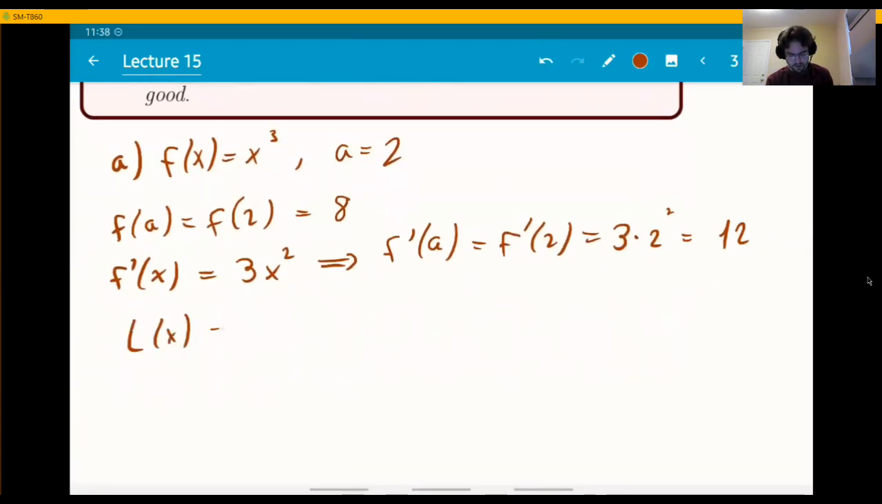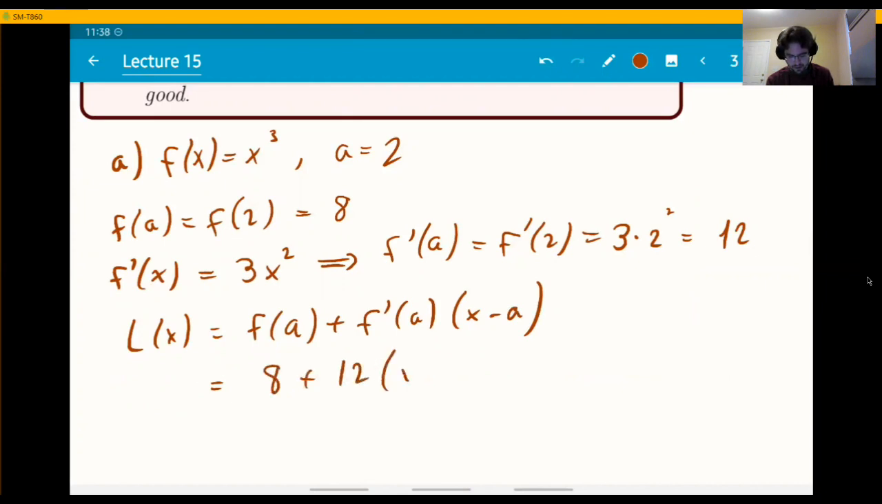So what does that tell you about the L of x function? Remember the formula, it's a similar formula to the tangent line. It's basically the same. I mean, this is actually where the motivation for this concept really comes from, as we will see soon. This is the formula. So L of x is f of a, which is 8, plus f prime of a, which is 12, times x minus 2. This is the linear approximation function.